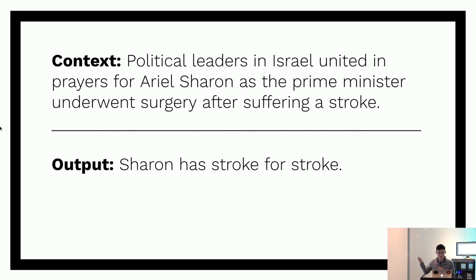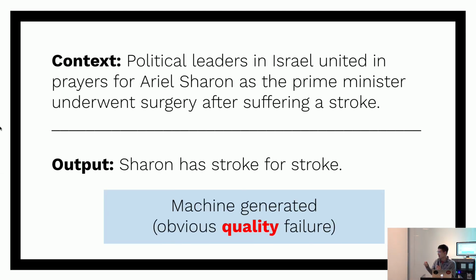And as an example, political leaders in Israel united in prayers for Ariel Sharon as the prime minister underwent surgery after suffering a stroke. And the potential output is Sharon has stroke for stroke. Is this machine generated or human generated? It's machine generated because the headline makes no sense. And there's no pun here, even though you might think that there is. It's just a nonsensical output. So this one's pretty clear.